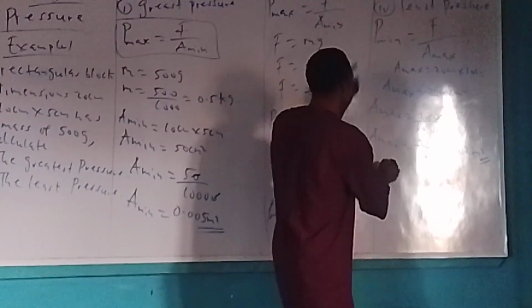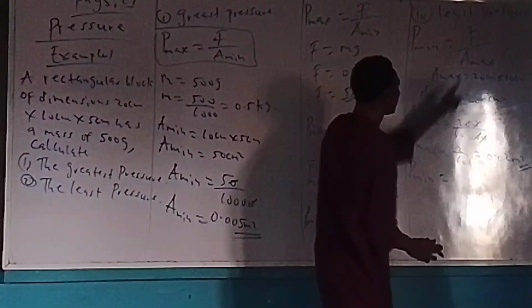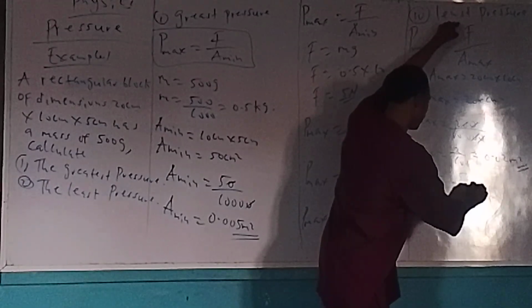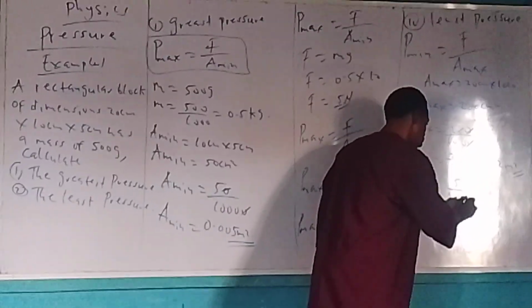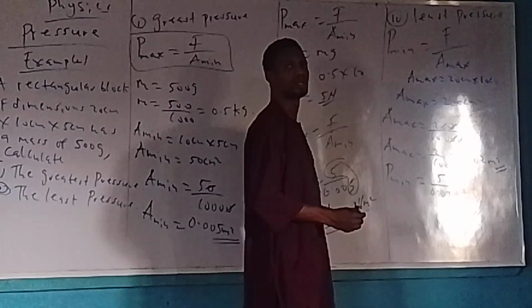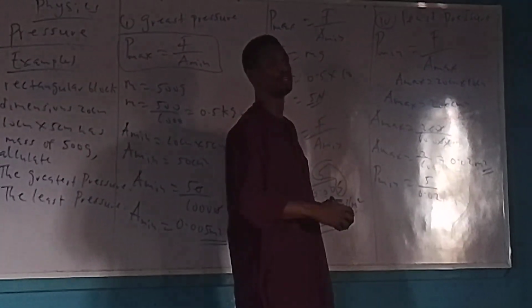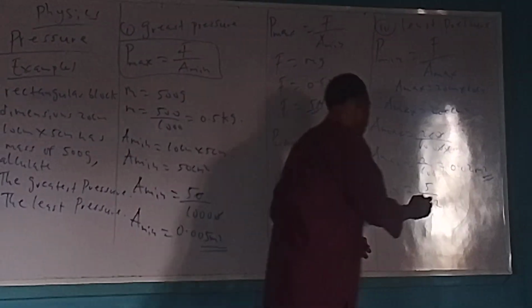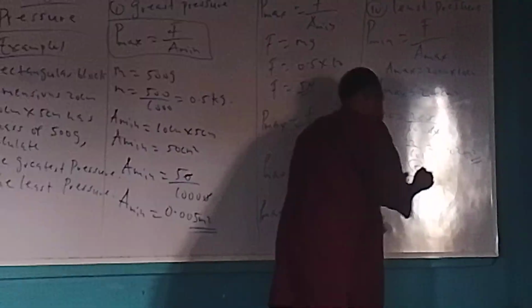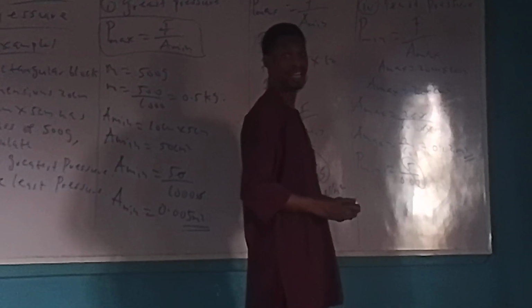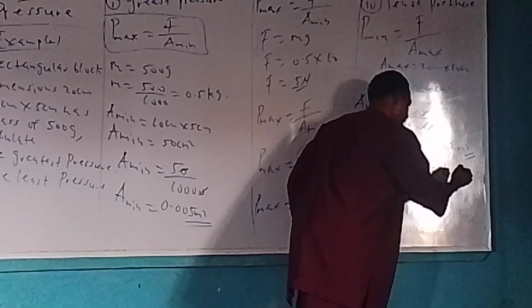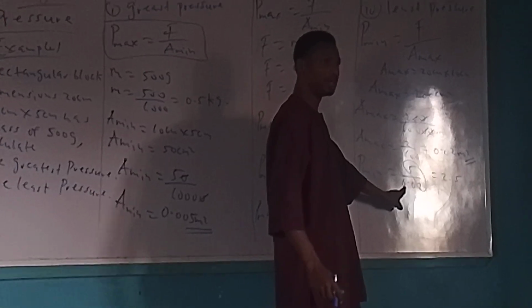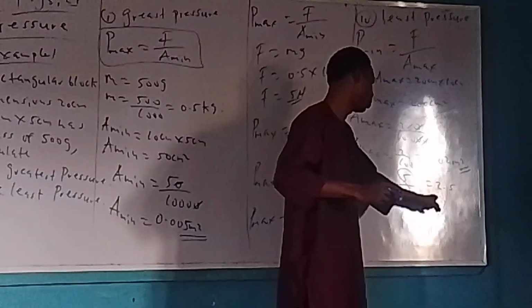Then let's calculate our P minimum. P minimum is equal to F over A maximum. What is our F in this case? That is 5 over, what is our A maximum? 0.02. I told you that you don't need a calculator. Just pick 5 and this 2. 5 divided by 2 equals 2.5. Now, this 0 means 10. Just apply the sense: 2.5 times 10.